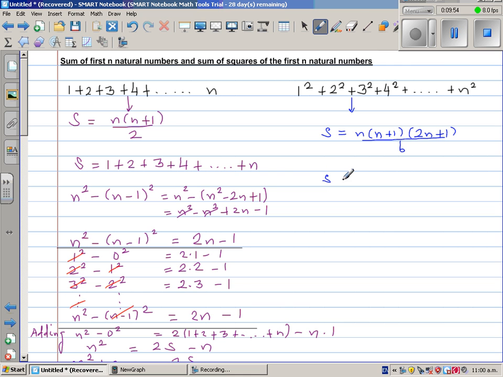The S you're going to define as 1 squared plus 2 squared plus 3 squared plus up to n squared. And the formula is you have to go n cubed minus (n minus 1) the whole cubed. So as for when you're adding from 1 to n, it is n squared minus (n minus 1) squared. For finding the sum of squares of the first n natural numbers, you have to use this formula. I want you to simplify this and you can get this.